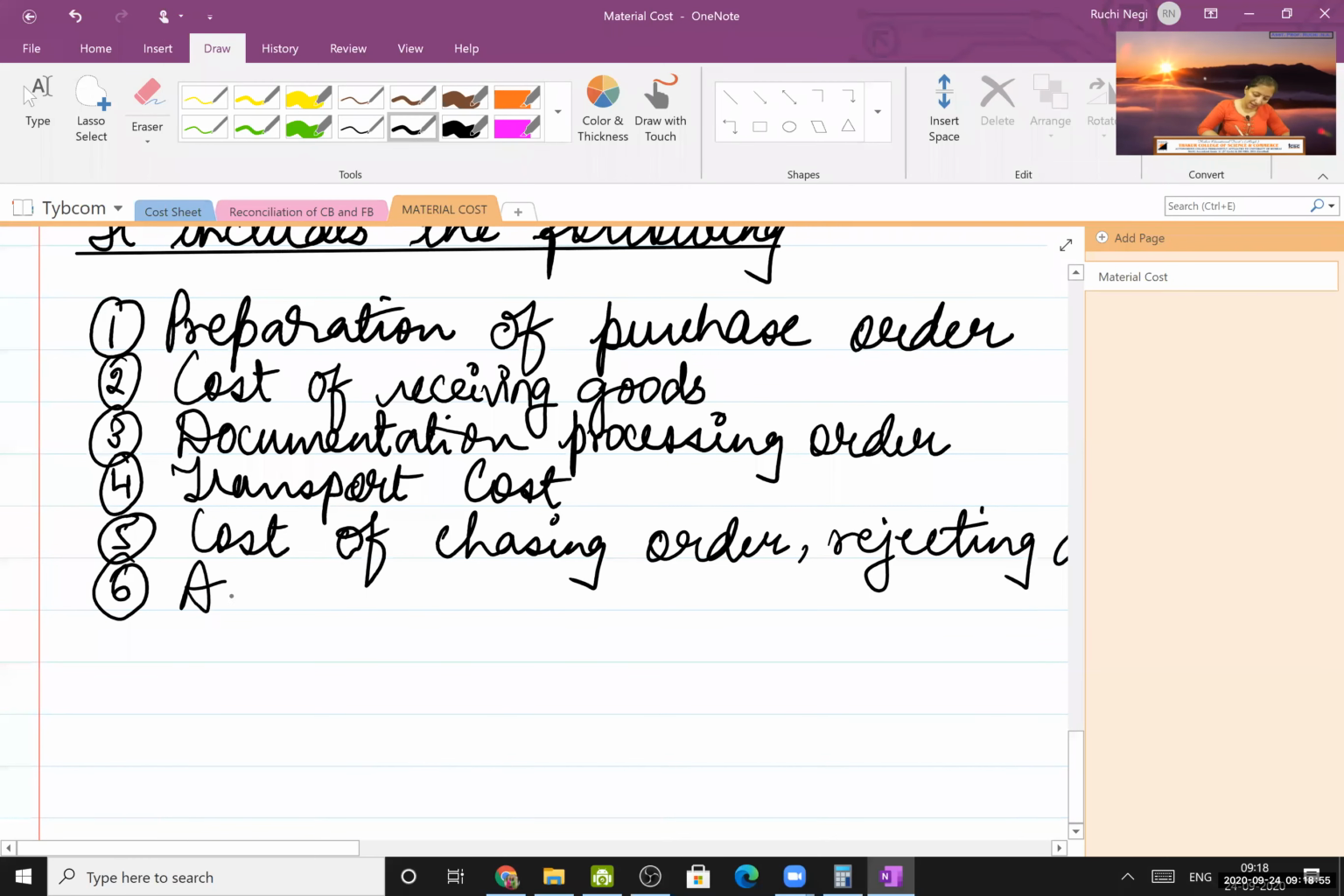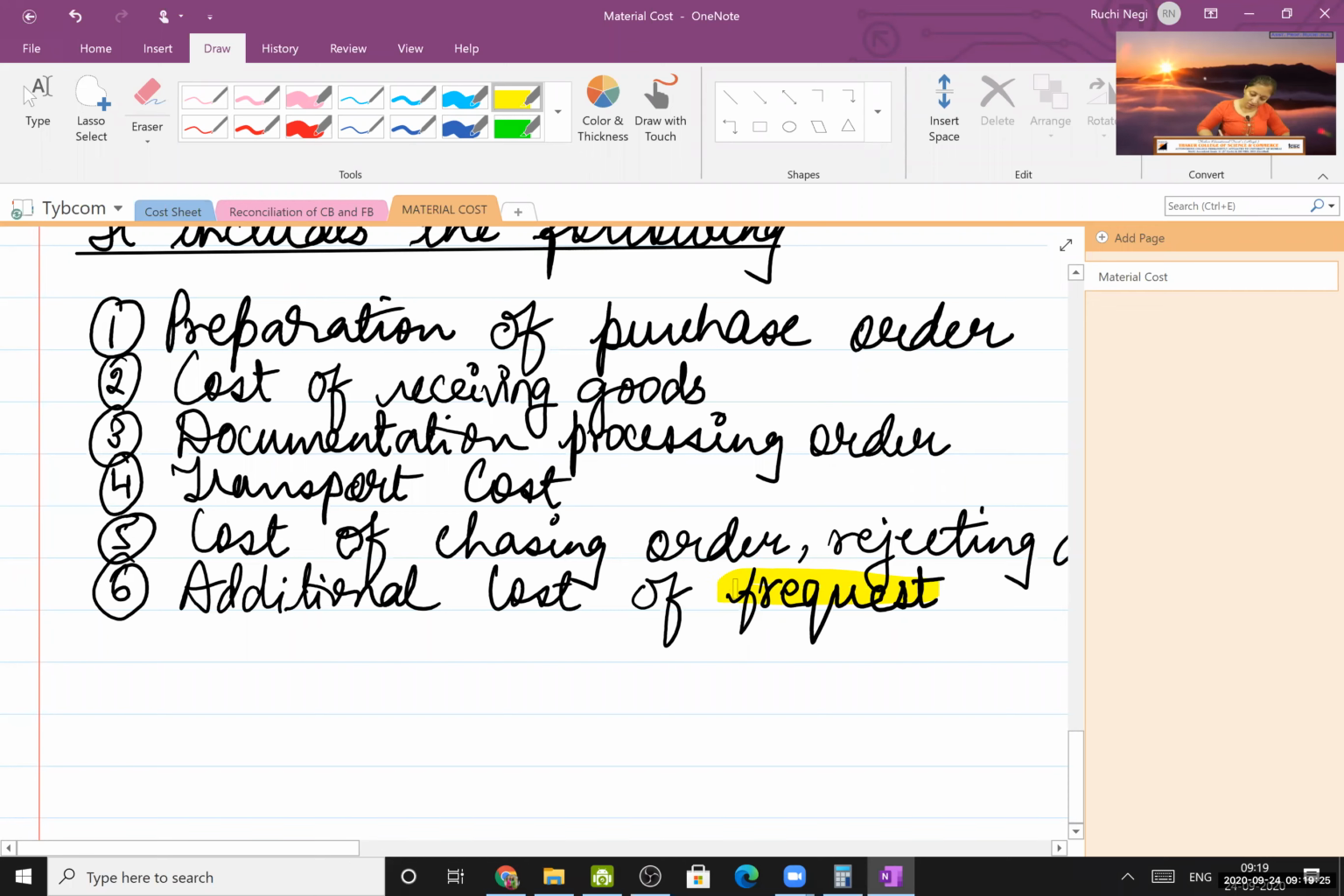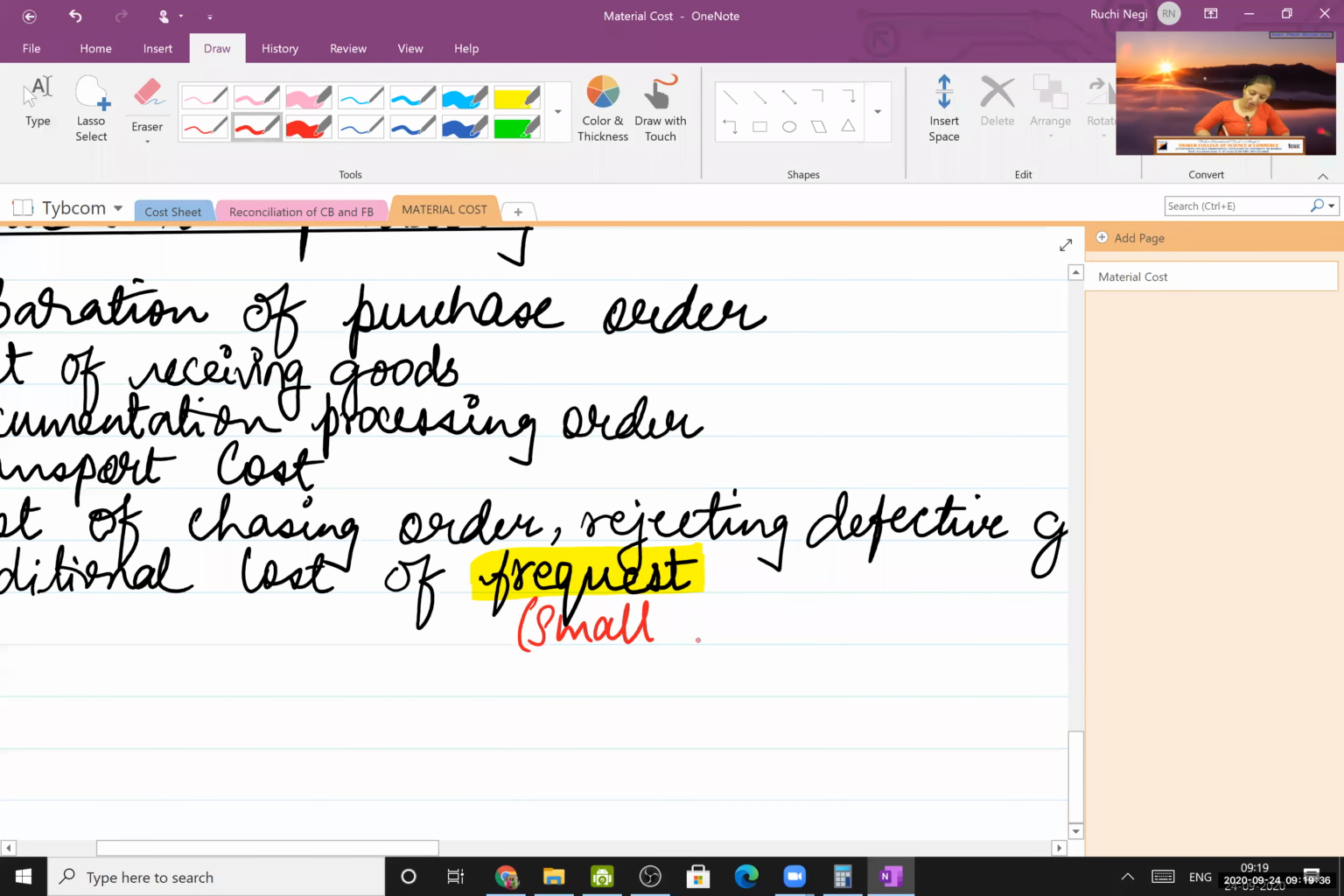Okay, then additional cost. What is that? Additional cost of request. Write that. I'll tell you the meaning of this. Okay, request का meaning होता है small quantity orders.